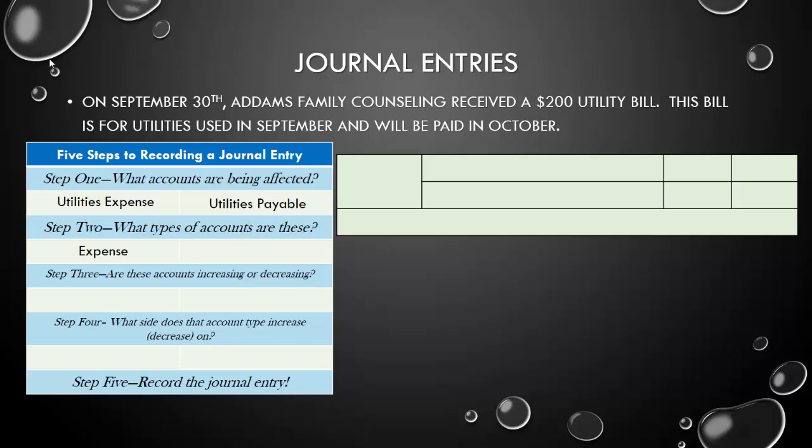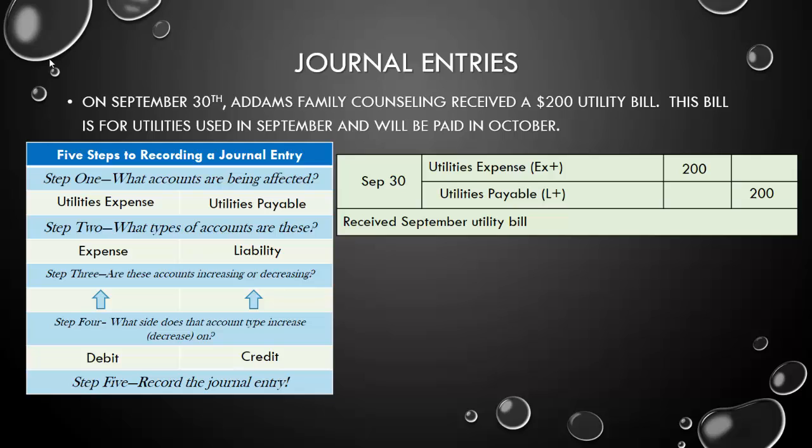What type of accounts are these? Utilities expense is an expense. Utilities payable is a liability. Are they increasing or decreasing? Well, the amount of utilities that we incurred that we're going to have to pay for during the period is going up. The amount of money we owe for utilities to other parties, since we just got a new bill, also has to be going up. Expenses increase with a debit. Liabilities increase with a credit. So the September 30th entry for the receipt of this utility bill is a debit to utilities expense for $200 and a credit to utilities payable for the same amount. We received our September utility bill.